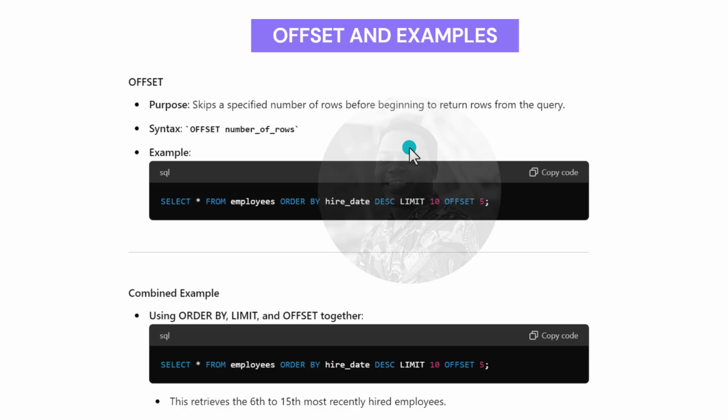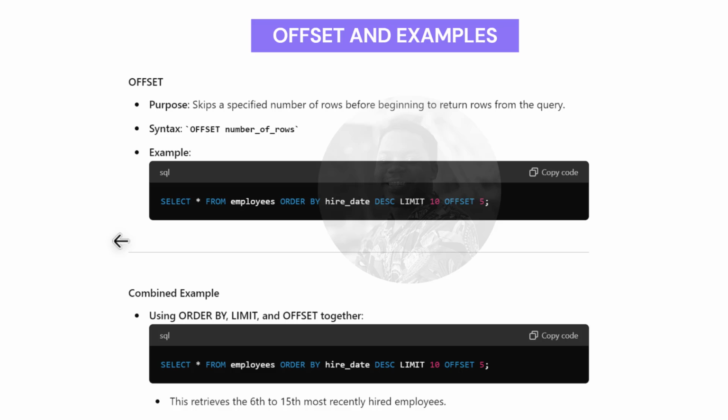So it skips a specific number of rows. In this case, if you apply offset 3, 3 rows will be skipped before beginning to return the remaining rows from that query. Now this is a combined example using the order by, the limit, and also the offset keyword.